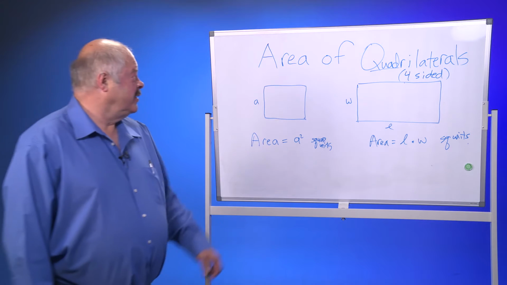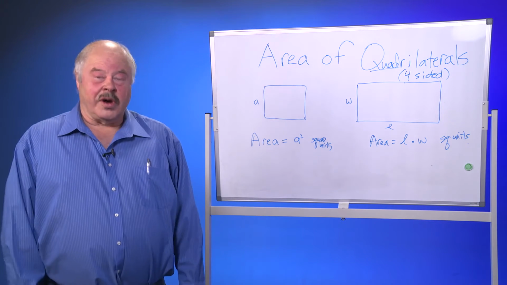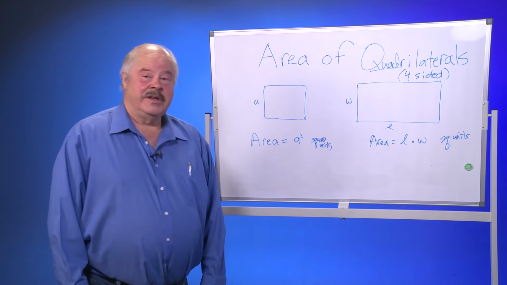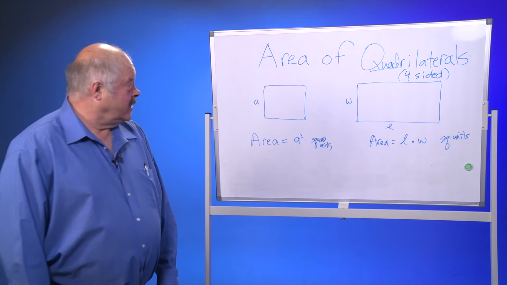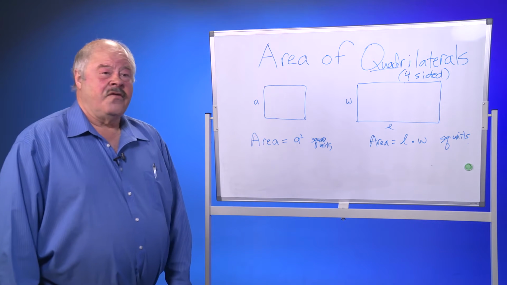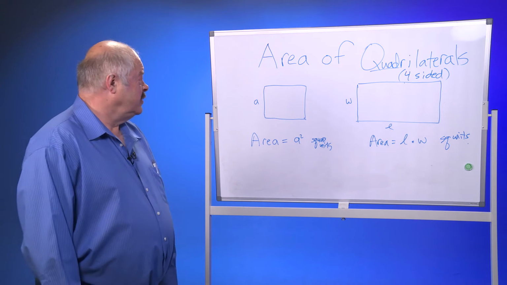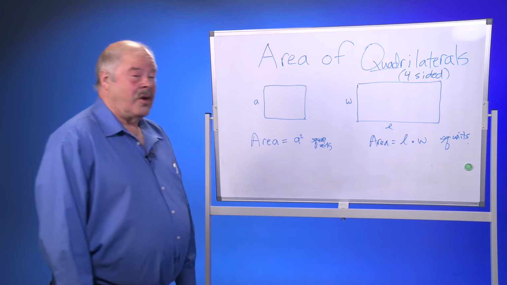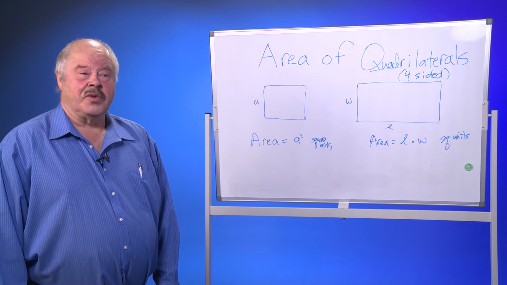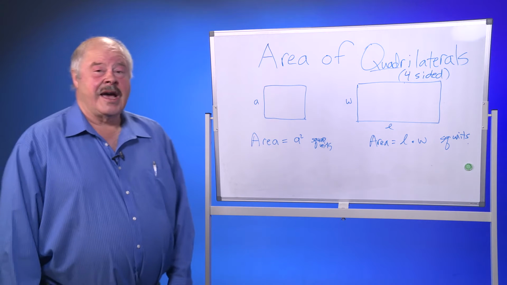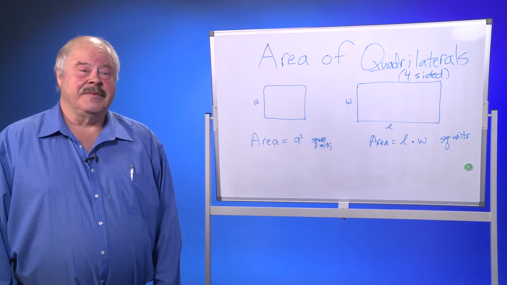Today's topic, area of quadrilaterals. What's a quadrilateral? Something with four sides. And so there are four types of quadrilaterals that you need to know for this test. A square, a rectangle, a parallelogram, and a trapezoid. And we're going to talk about those and how you calculate the area of each of these.